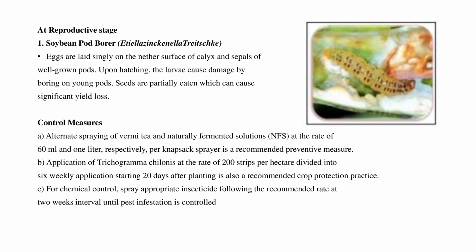For the reproductive stage, we have the soybean pod borer. Eggs are laid singly on the underside of the calyx and sepals of well-grown pods. Upon hatching, the larvae cause damage by boring into young pods. Seeds are partially eaten, which can cause significant yield loss. For control measures, alternate spraying of vermicast and naturally fermented solutions at the rate of 60 ml. For chemical control, spray appropriate insecticides following the recommended rate at a 2 weeks interval, or 14 days, until the pest infestation is controlled.